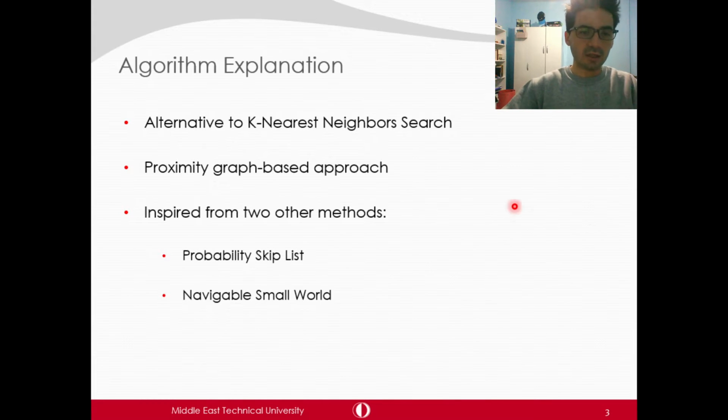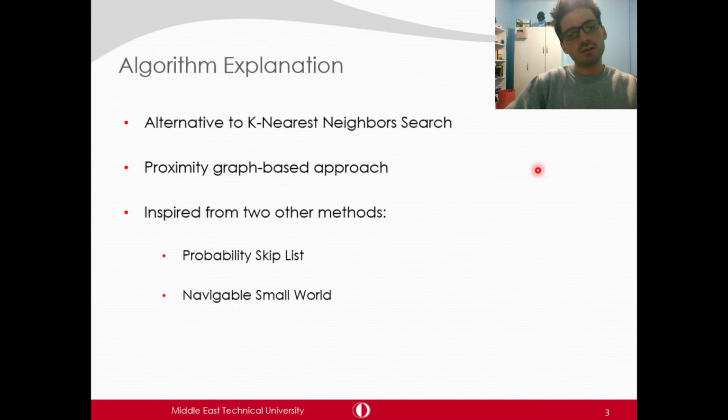So let's move on to the algorithm explanation part. This algorithm is called hierarchical navigable small world graphs. This algorithm is an alternative to the KNN search algorithm. It is based on a proximity graph. In proximity graphs, links are based on the distance between the vectors.